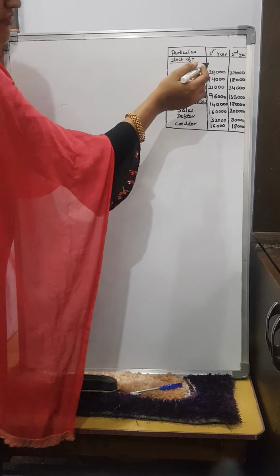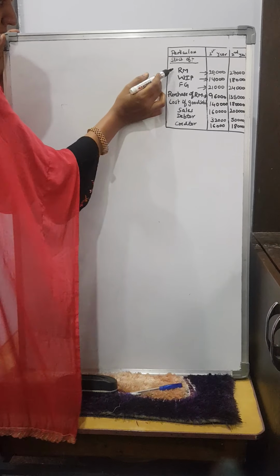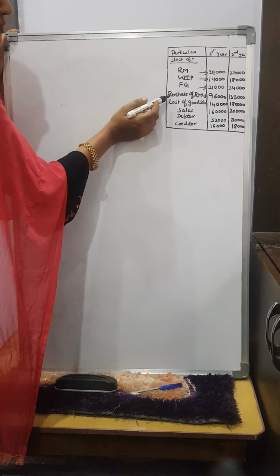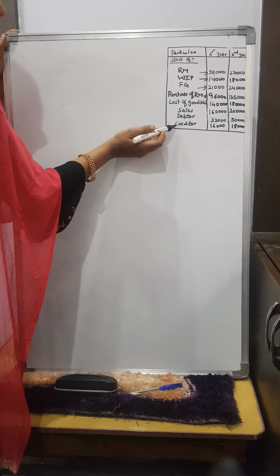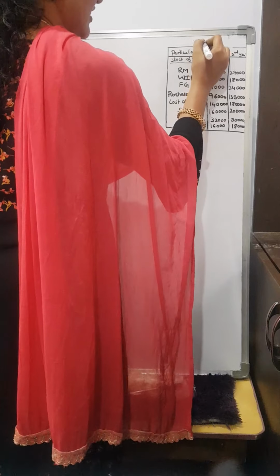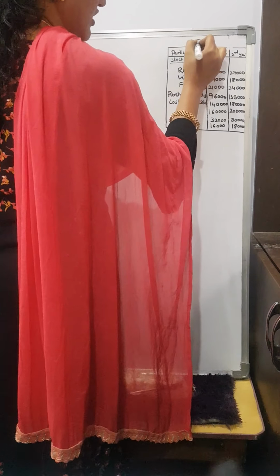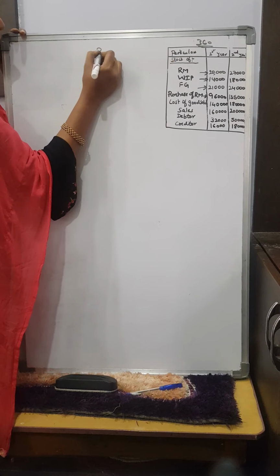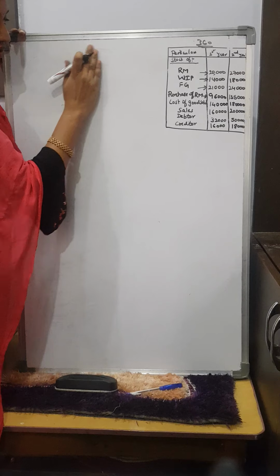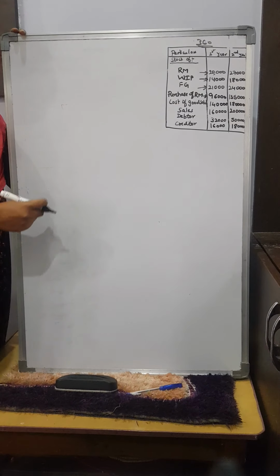In the question they have given two years of data: raw material, work in progress, finished goods, purchase of raw material, cost of goods sold, sales, debtors and creditors. They have said that we need to take 360 days for our calculation. If the question does not give 360 days, then we need to take 365 days. Because the question has taken 360 days, we need to take 360 days.